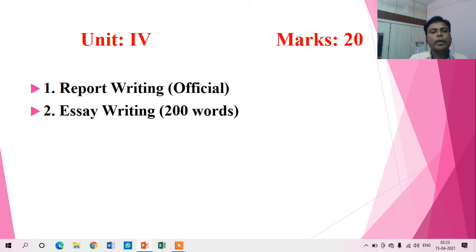We are going to study official report in this particular unit. The first part of unit number 1 is report writing, and the second part is essay writing. Now essay writing again is not a new area for all of us. We have been writing essays right from childhood.